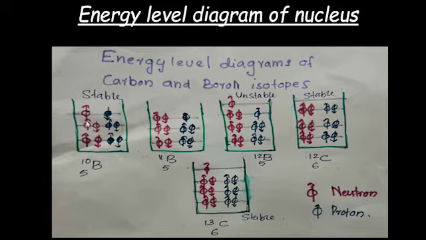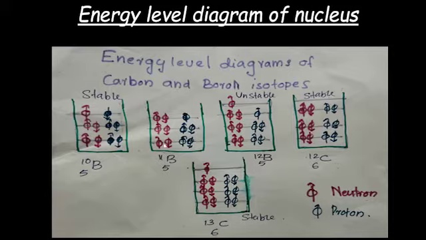So 1, 2, 3, 4, 5: 5 neutrons and 5 protons. So 1, 2, 3, 4, 5 protons. So this is the energy level diagram of boron. We know that this is completely filled and this is completely filled, and here it is half filled.